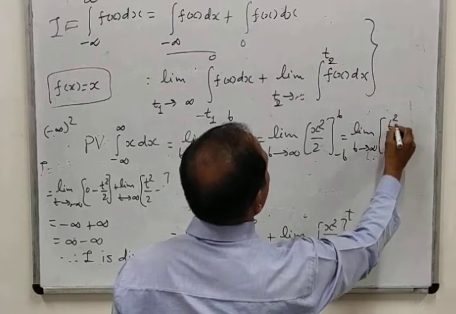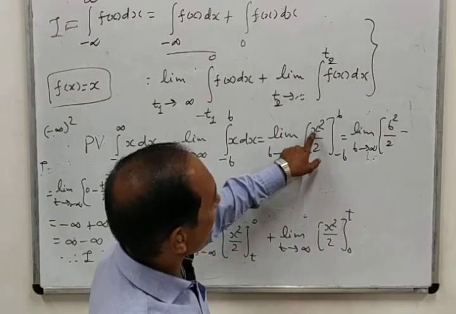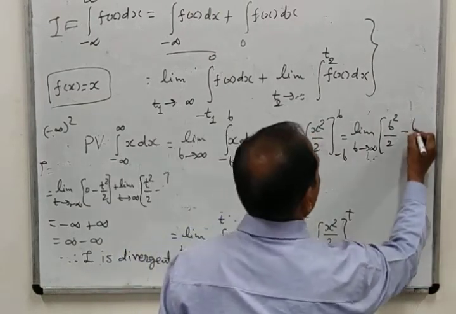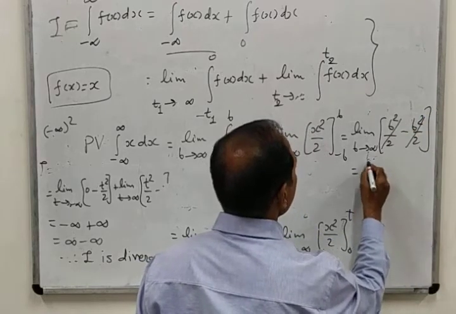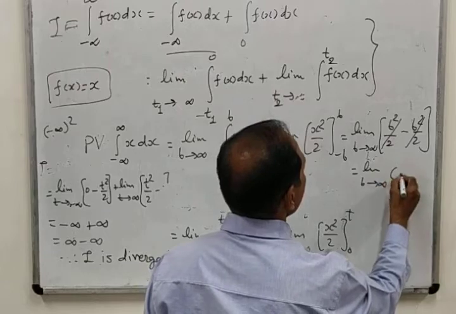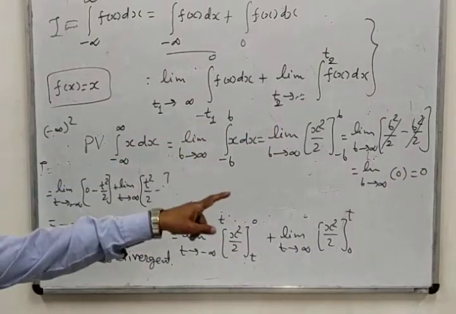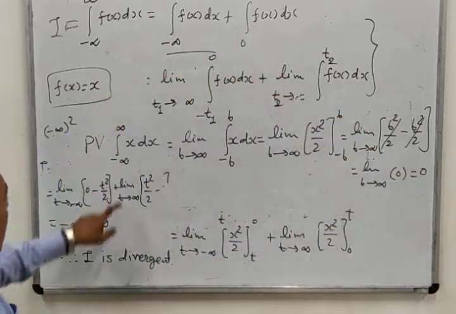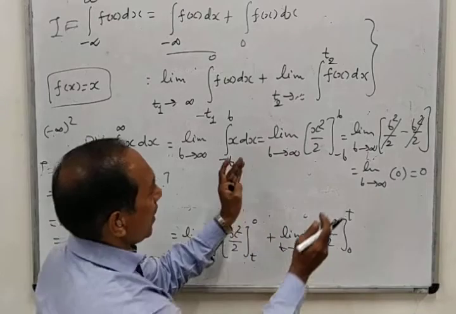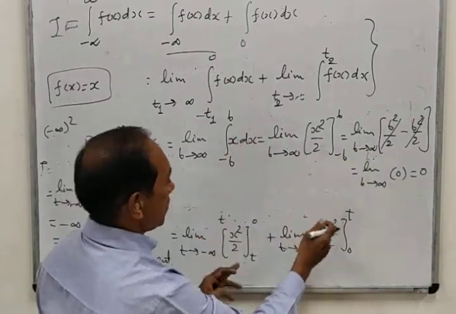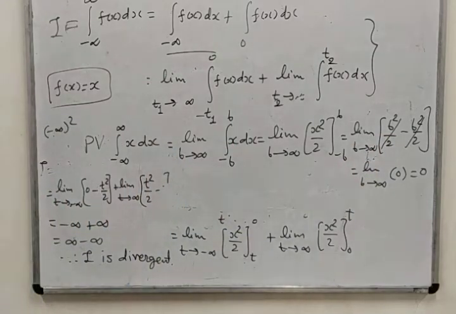So this is b square by 2, minus sign is there, and here minus b. So minus b whole square is b square by 2. So b square by 2 and b square by 2 are cancelled. So this is limit b tends to infinity of 0, it is 0. So its answer is 0. That means this integration has the value you can see, but the original one does not have a value, because these two have been separated and these two have been mixed up. So these two have been cancelled over here, and that's why we have obtained answer 0.